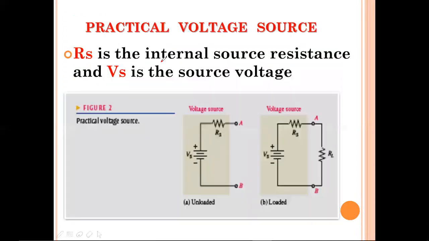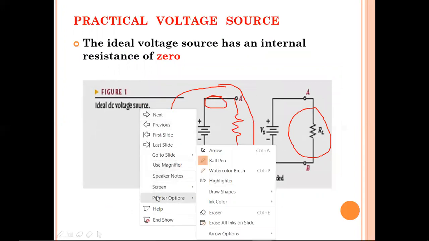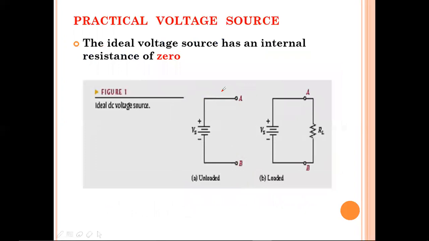If you look in detail, this is a practical voltage source. Rs is the internal resistance, and Vs is the source voltage. In a practical voltage source, there is an internal resistance. But here there is no internal resistance. If you observe this, the internal resistance is 0. Zero means there is no value of resistance across the line, no indication of resistance through that line.